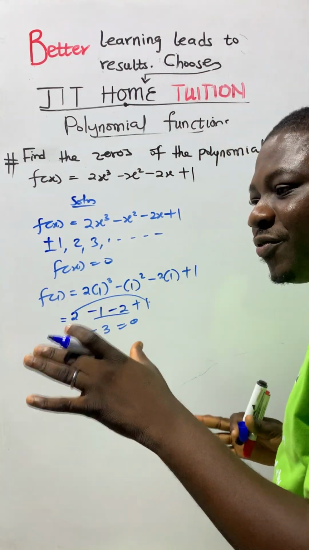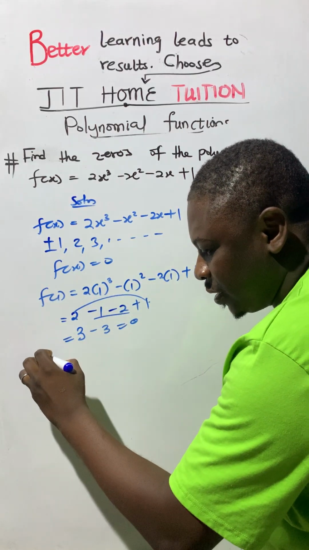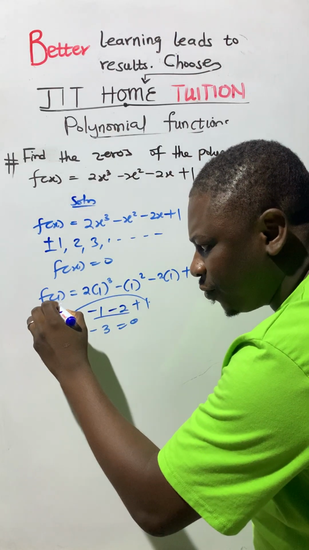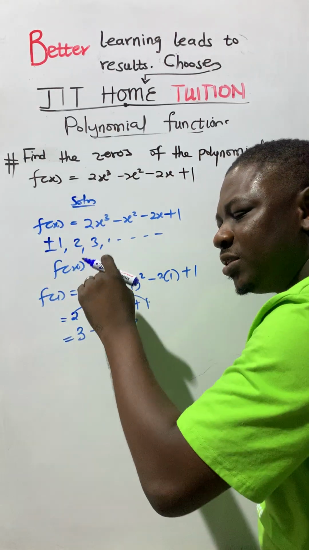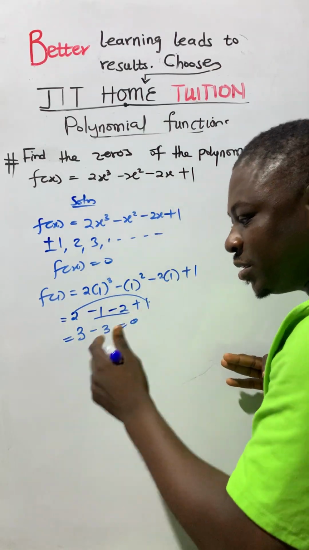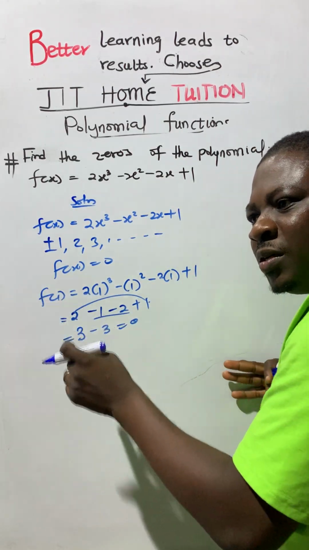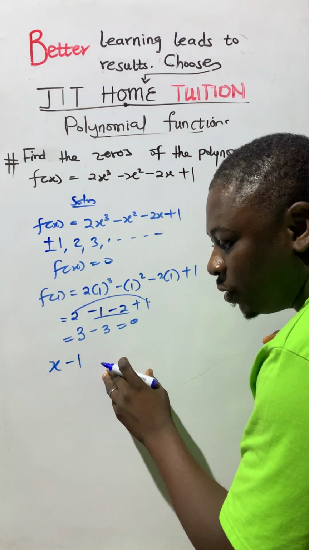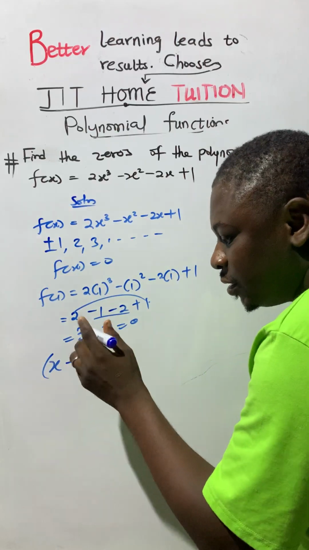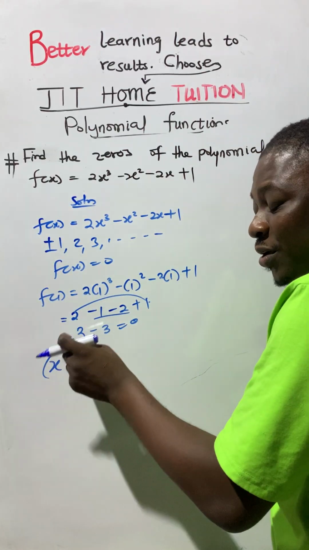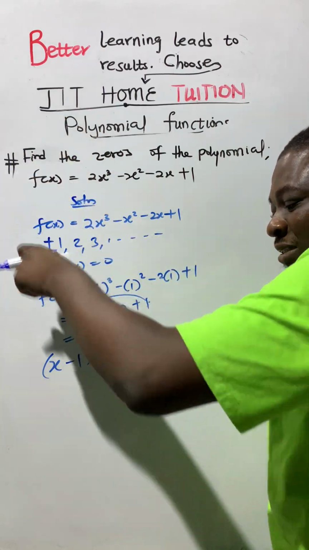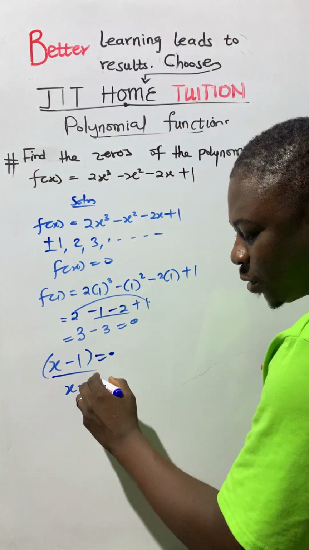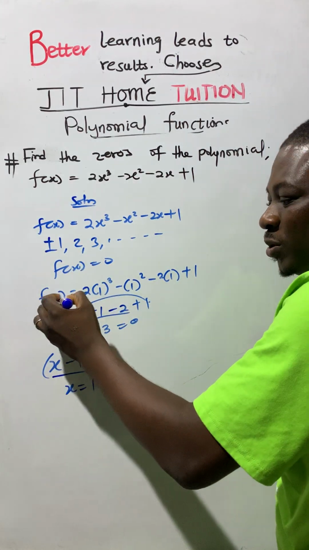When we were looking at the factor theorem and also the remainder theorem, we said that when you substitute a value of x into the function and it becomes 0, that number is what you use to generate the factor. So here you have x minus 1. To get the value of x that you put into the function, you equate the factor to 0. So x equals 1. That 1 is what you put into the function.